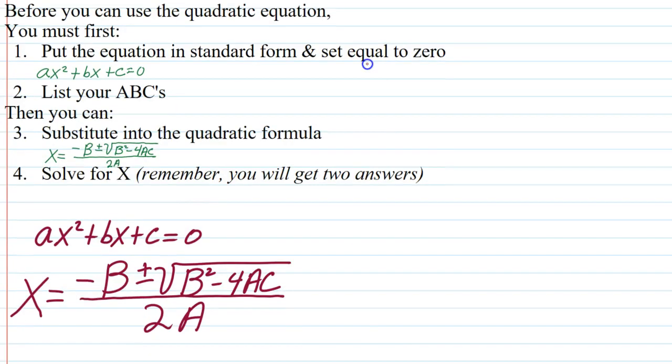These are the steps for solving problems using the quadratic formula. First, the equation needs to be in standard form and set equal to 0: ax squared plus bx plus c equals 0. Then you list your ABCs, literally what is your a, b, and c value. Then you substitute into the quadratic formula, negative b plus or minus the square root of b squared minus 4ac all over 2a. Then you solve for x.